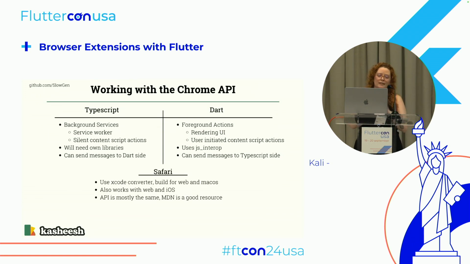Safari. Using the Xcode converter is the easiest way. So if you want to jump into the land of building extensions, it's best just to build it for Chrome and then convert it over. Can't really go the other direction. So use Xcode. They come as a combined app, so web and macOS gets built together, or you can do web and iOS together. The API is basically identical, not everything though, so it's important to check that out.